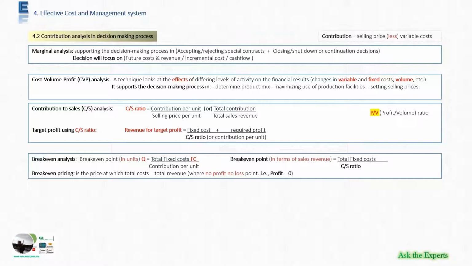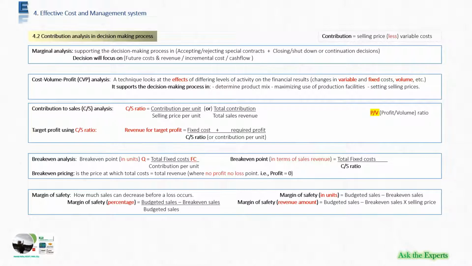The break-even analysis involves calculating and examining the margin of safety for an organization based on the revenues collected and associated costs. So, what is margin of safety? It is about how much sales can decrease before a loss occurs. Also, it can be calculated in terms of units, percentage, and revenue amount.